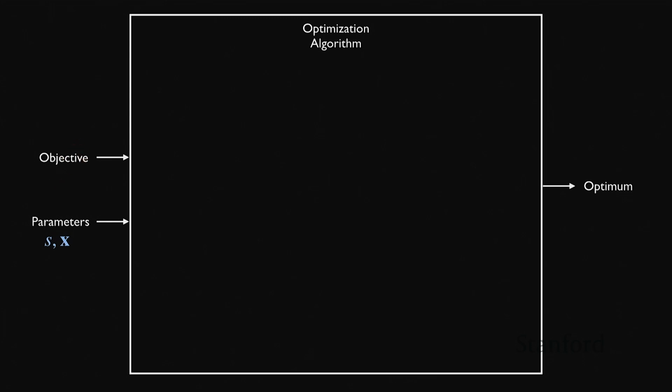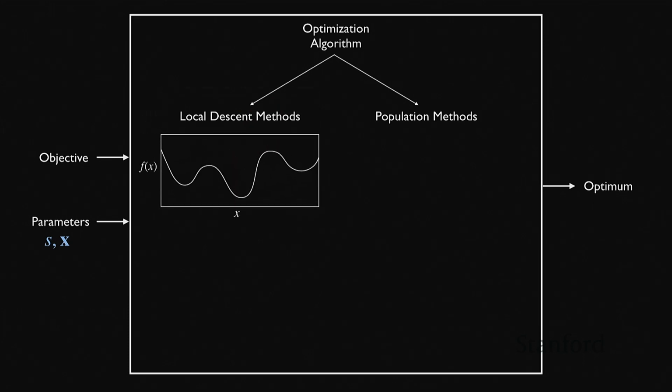We give it our objective, and then it's going to output kind of this optimal trajectory for us. And there's two different categories of methods that I want you guys to know about. The first category is called local descent methods. What these methods do is, let's say that this, for example, is our objective function that we want to find the minimum of. A local descent method starts from some initial guess.